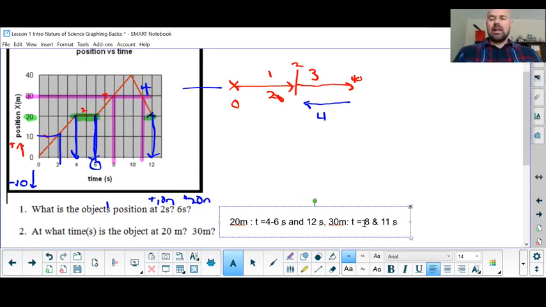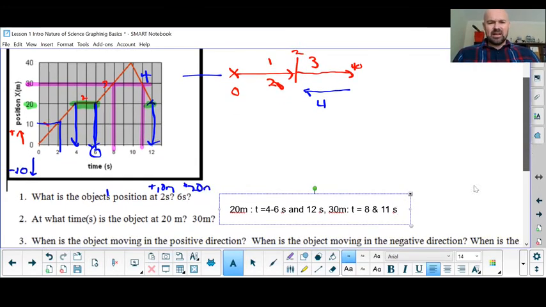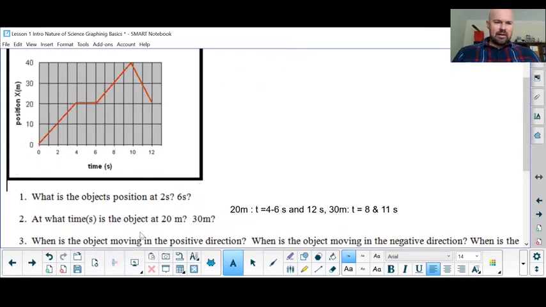So again, I think most of those skills are very practical, and you guys have those already in your repertoire. So you don't have to do a lot of thinking about it. It's just kind of doing what you did. So the next part, I'm going to erase the stuff that's on the graph, and we're going to start talking about when is the object moving in the positive direction. So let's establish what the positive direction is.